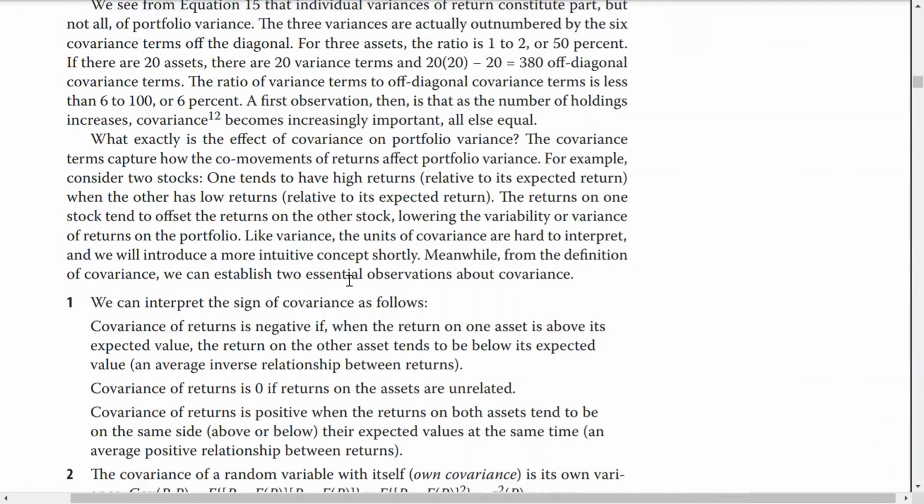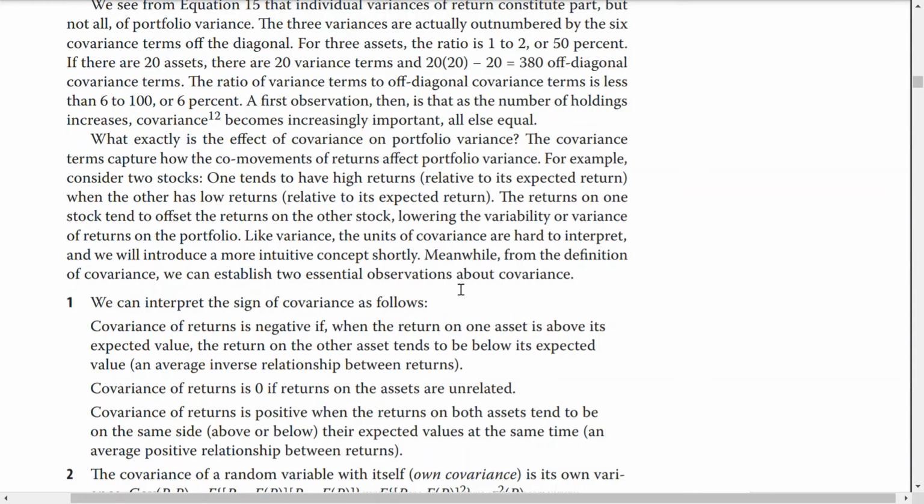What exactly is the effect of covariance on portfolio variance? The covariance term captures how the co-movement of returns affects the portfolio variance. For example, consider 2 stocks. One tends to have high returns relative to its expected returns when the other has low returns relative to its expected returns. The returns on one stock tend to offset the returns on the other stock, lowering the variability, or variance, of returns on the portfolio. Like variance, the units of covariance are hard to interpret, and we will introduce more intuitive concepts shortly.